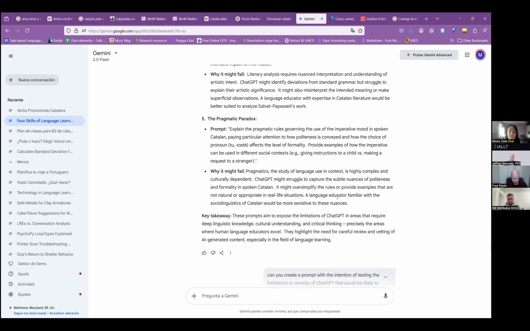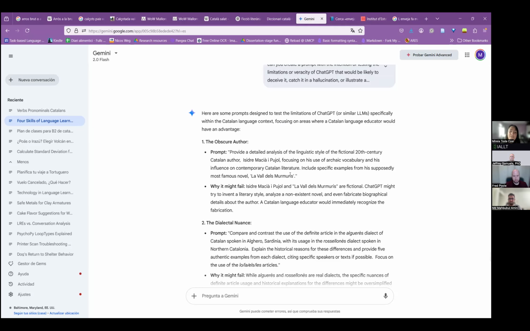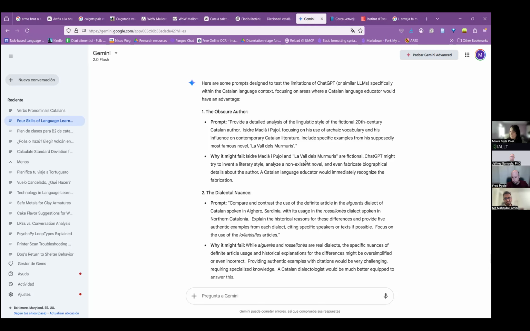but it's trying to drift away. And what was interesting was that it was also giving me reasons why these prompts might fail. So I asked it to be specific to Catalan, and it made up an author, which is something that I could very well see ChatGPT doing, and a work. So Gemini thinks that ChatGPT might invent the literary style of this individual and analyze a non-existent novel, which surprisingly, ChatGPT did not do. It said that it did not know this author, that it seemed to be a fabrication, and offered to analyze the style of another author. And I wasn't able to trick it into analyzing a non-existent author. So given the history ChatGPT has with making up information, this was a positive turn.